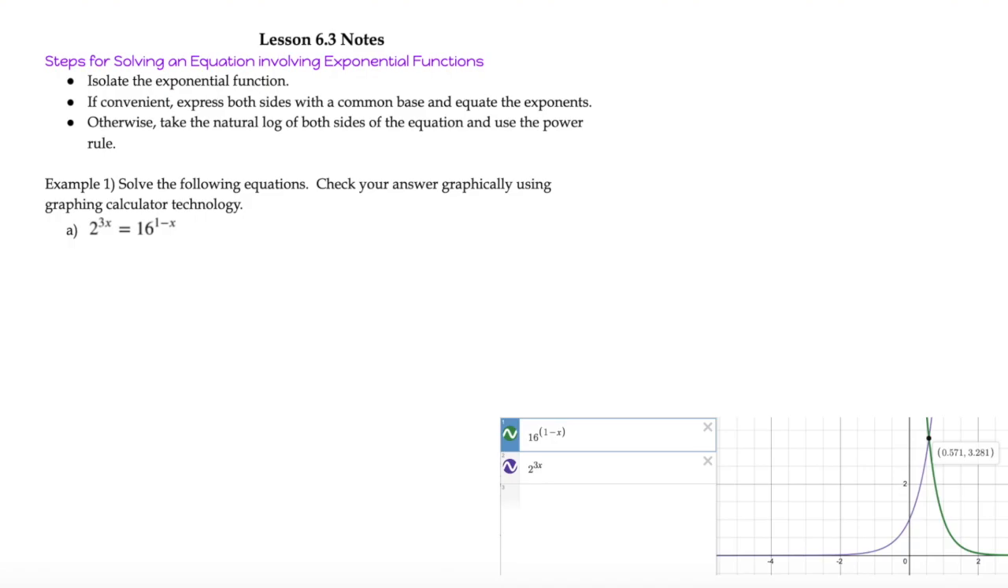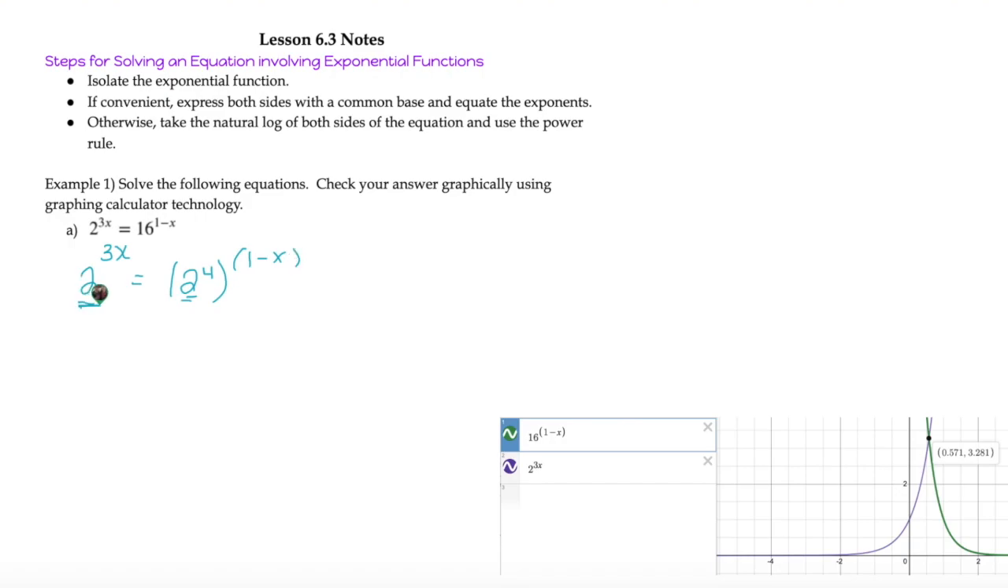So our first example is 2 to the power of 3x is equal to 16 to the power of 1 minus x. So ultimately, they're already isolated by themselves. There's nothing else that we can do at this point. So what I can do, though, is look at 2 to the power of 3x, but then rewrite 16 as 2 to the 4th power, right? Because 2 times 2 times 2 times 2 would be 16. So then they would both have the same base. And then that would be to the power of 1 minus x.